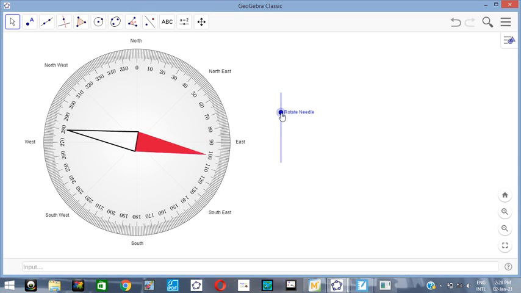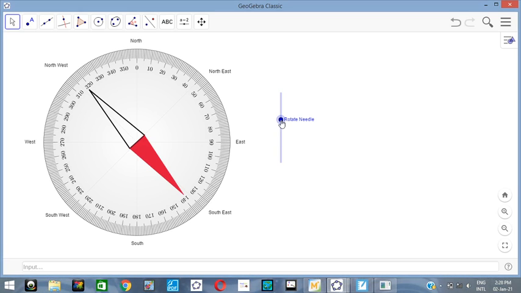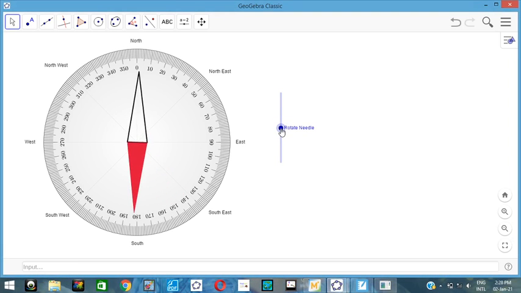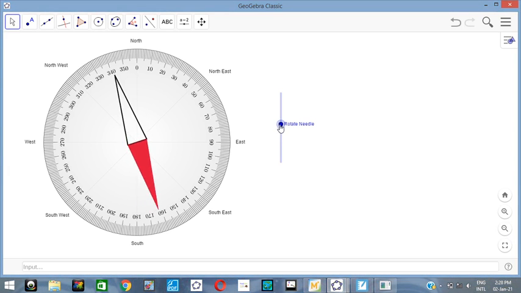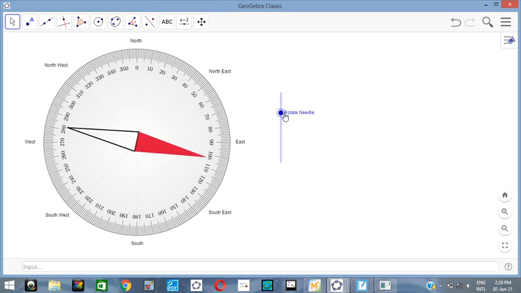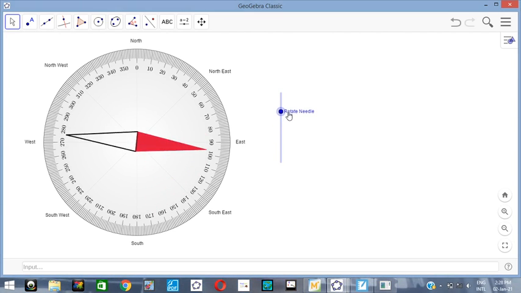If bearing is given in the southeast direction, that means your angle is between 90 and 180 degrees. You can see it here. So your angle can never be greater than 180 and it can never be less than 90. You are facing south, going towards east. So your angle will be around this place.